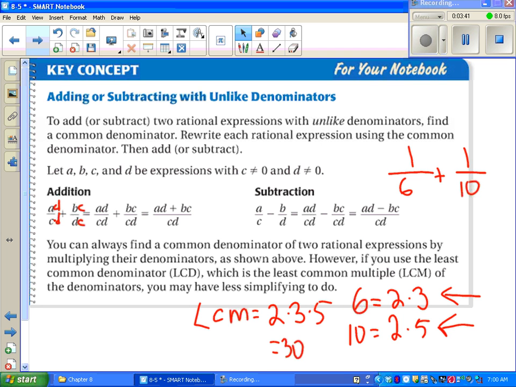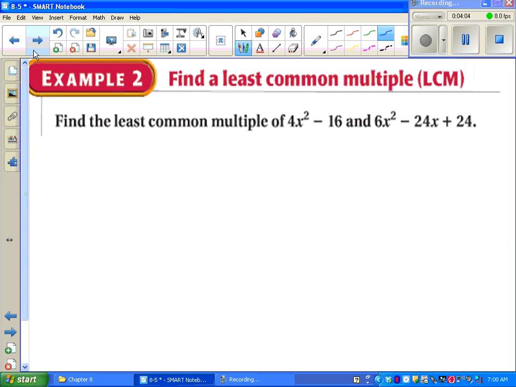We can then use that to add our fractions. We end up with 8 over 30, which reduces. We're going to use the same idea that we learned in elementary school or pre-algebra with rational expressions. So let's find the least common multiple of these two. These might be what you'd see as your denominators in the next couple of problems.